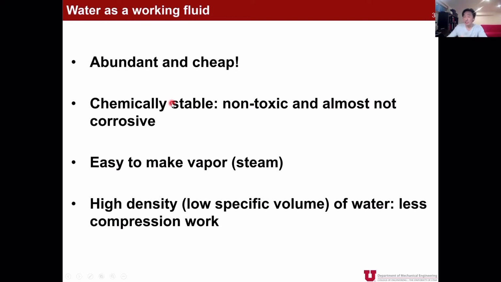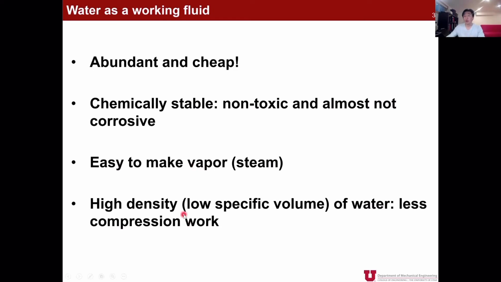It's not toxic and it's not almost corrosive. So we can safely use water without worrying about the toxicity or corrosion during the power generation system. And also, you can easily vaporize water. So in other words, you can boil it and you can generate the steam. And we have to use steam to run the turbine. So that is another very important advantage that we have to think about.